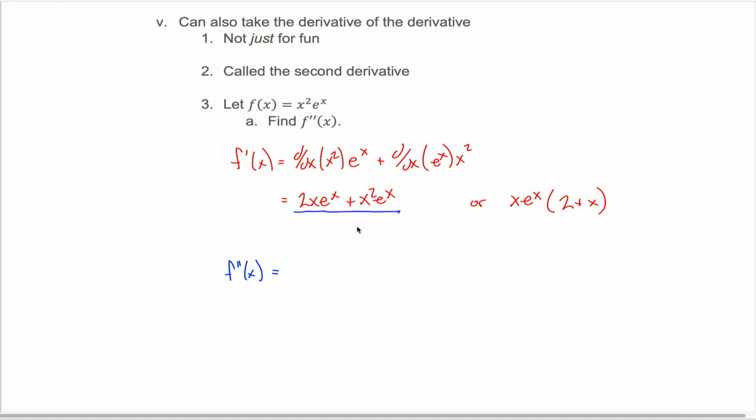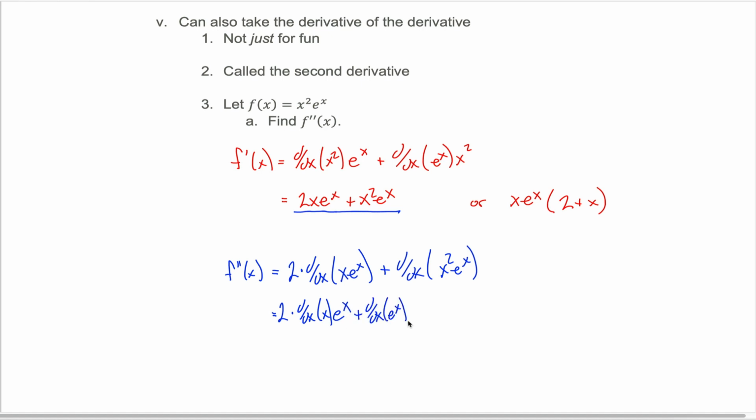It's something plus something. Don't forget the rules that you learned in previous videos. This is something plus something, and the first of those two somethings has a coefficient, the number 2. So I could say that the second derivative of x is 2 times the derivative of x e to the x plus the derivative of x squared e to the x. What's the derivative of x e to the x? Well, we've got to use the product rule. It's the derivative of the first thing, the x, times the second thing, the e to the x, plus the derivative of the second thing, the e to the x, times the first thing, the x.